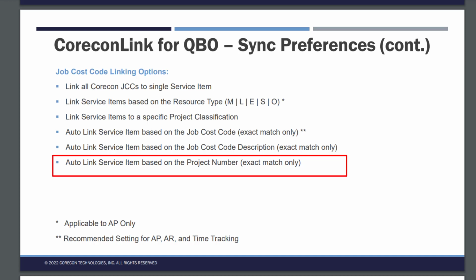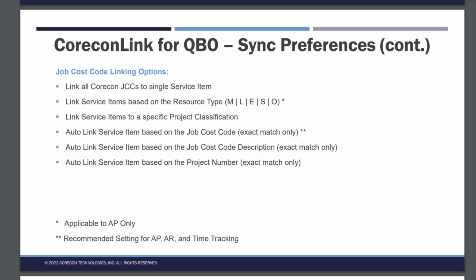This is very rarely used and relates more toward, and works best with, construction companies that build for their own use, meaning their WIP analysis is based on balance sheet accounts. Corecon and all the other options will already track everything by project number. So again, this one's very rarely used.